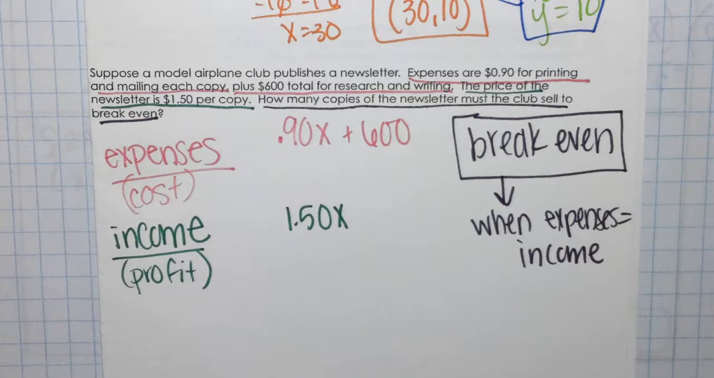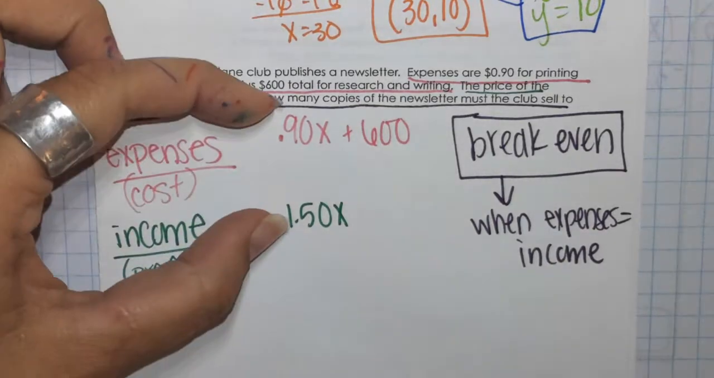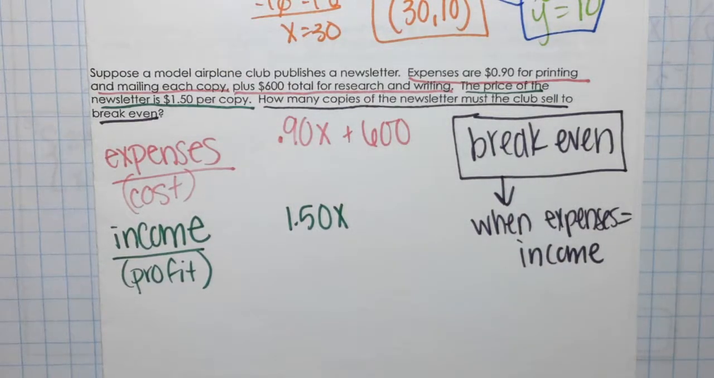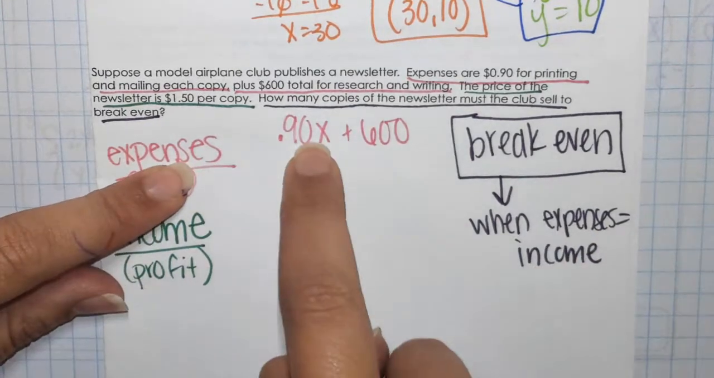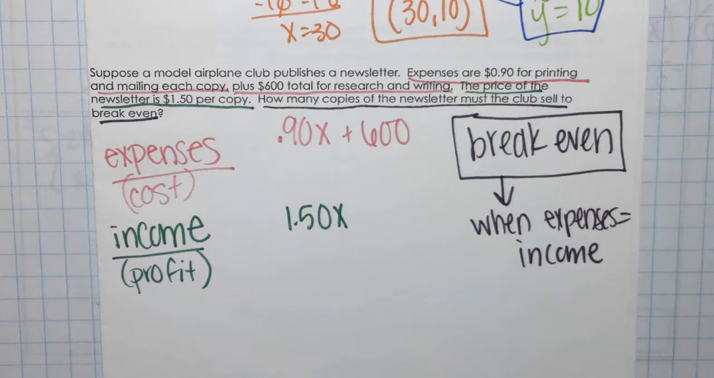Not when you split them apart, when you separate. So if I want my expenses to equal my income, what am I going to do with these two parts? Oh my gosh, y'all, read it. Expenses equals income. Expenses are this. It needs to equal my income. What am I going to do? Expenses times income.